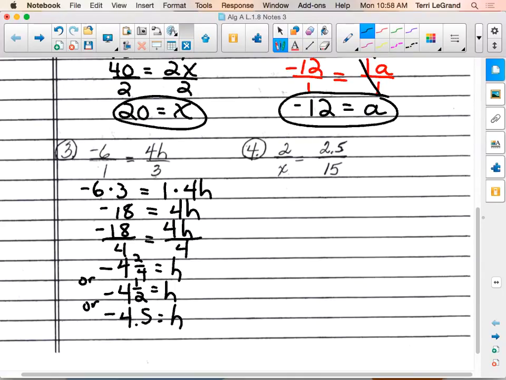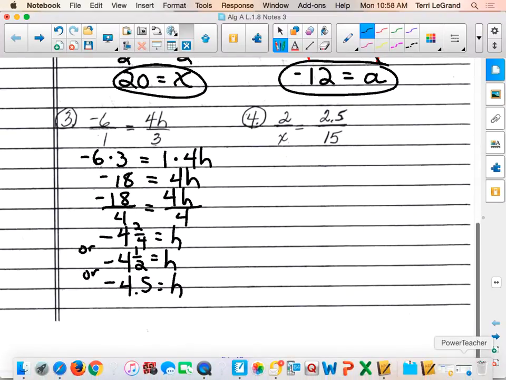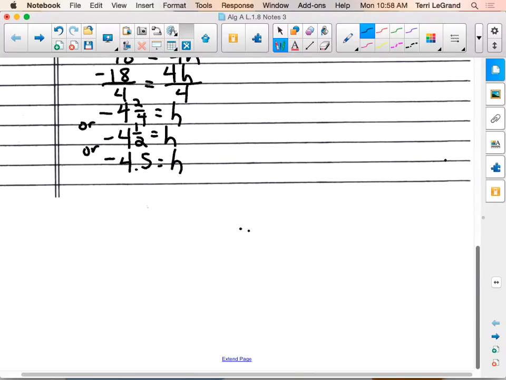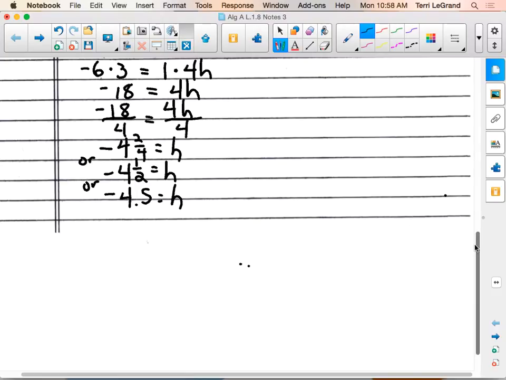So, again, we're trying as much as we can to work without that calculator, because if I say you can't use it, you don't want to be dependent upon it. And so, using cross products, we should end up with -4 1/2.